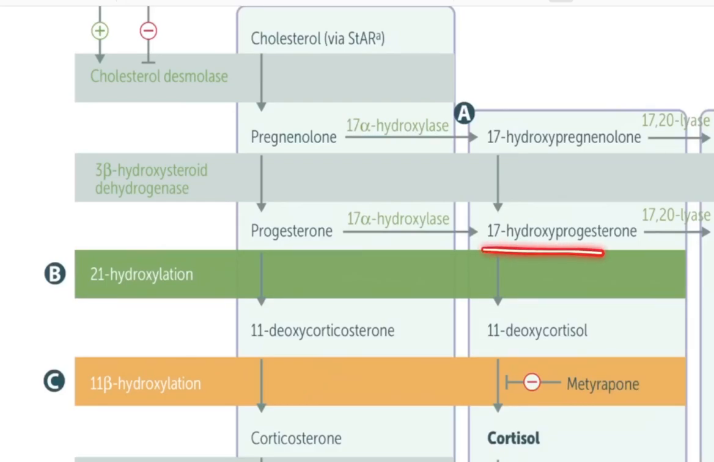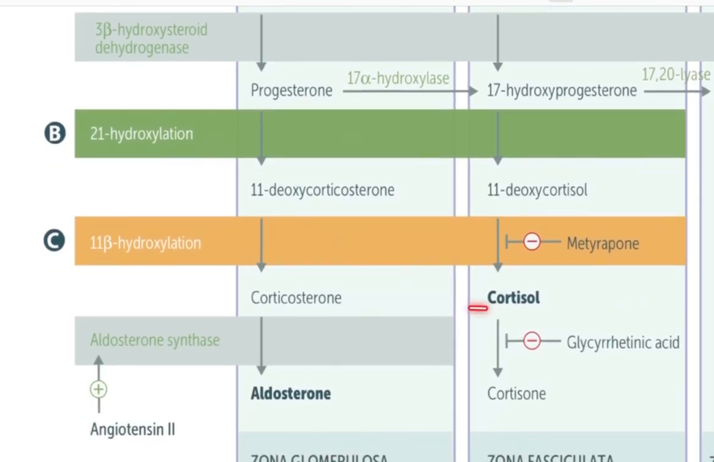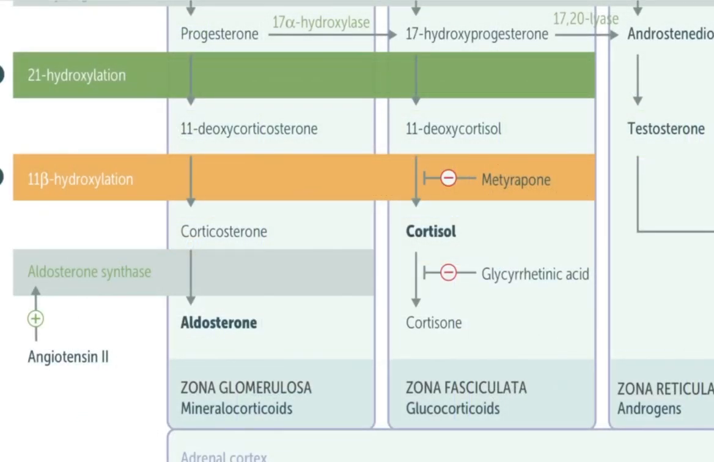So from this 17-hydroxyprogesterone, it is converted to 11-deoxycortisol by 21 hydroxylation. Okay. And then by again 11 hydroxylation, it is converted to cortisol. So cortisol is converted into cortisone for the use of the body, and it is inhibited by something called glycyrrhetinic acid. Okay, there's one more drug, metyrapone, which is an inhibitor of the 11 beta hydroxylation process, that is, conversion of 11-deoxycortisol to cortisol. Is it clear? These are used in different diseases like Cushing syndrome.